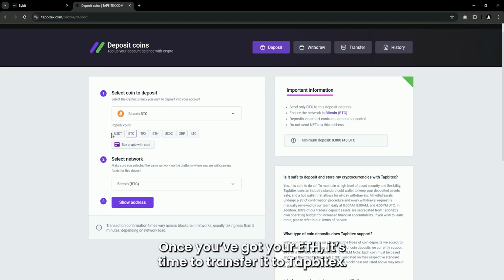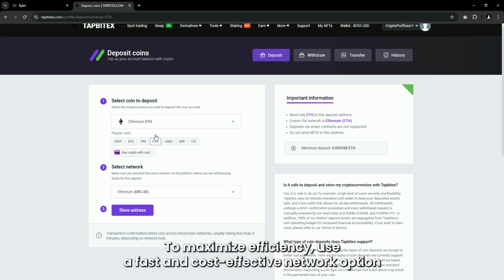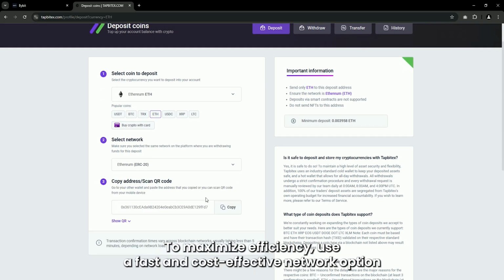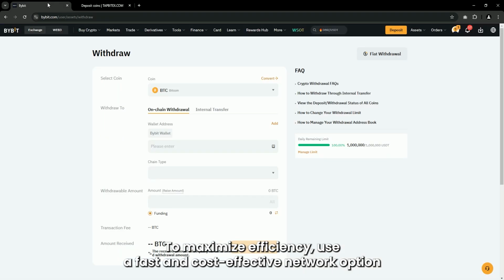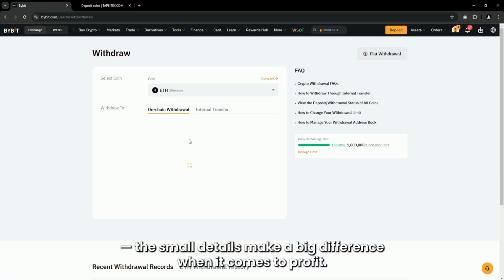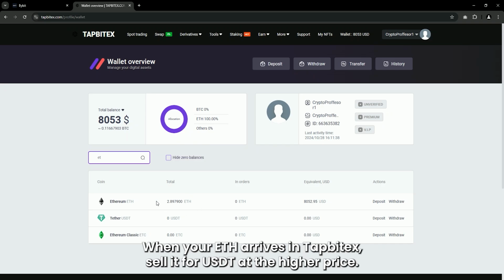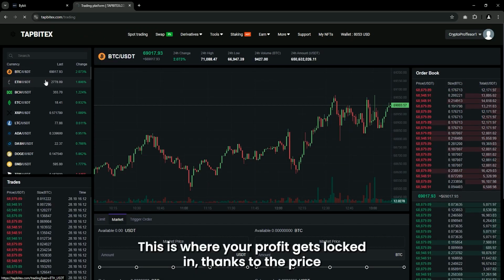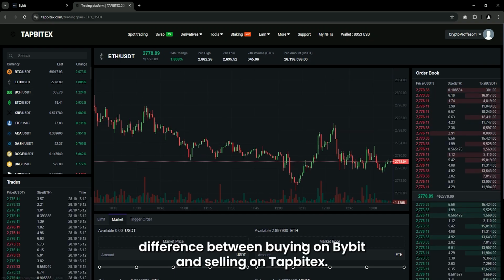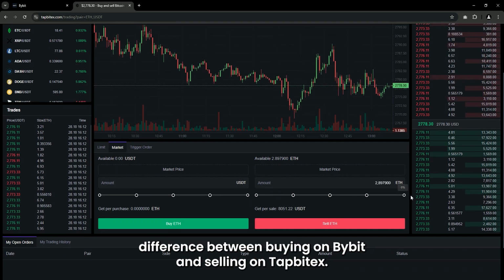Once you've got your ETH, it's time to transfer it to Tapatex. To maximize efficiency, use a fast and cost-effective network option. The small details make a big difference when it comes to profit. When your ETH arrives in Tapatex, sell it for USDT at the higher price. This is where your profit gets locked in, thanks to the price difference between buying on Bybit and selling on Tapatex.